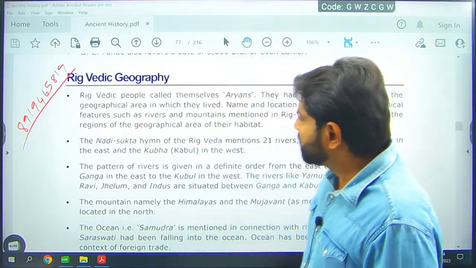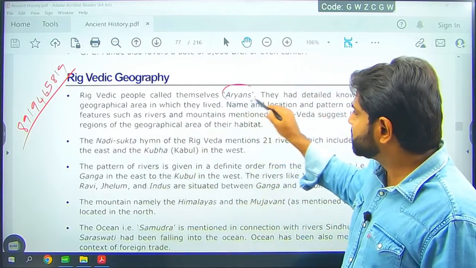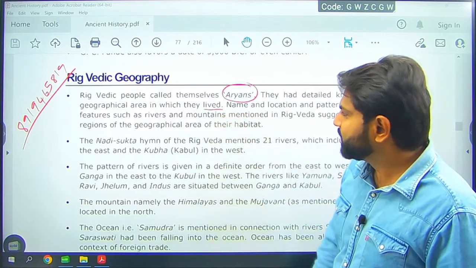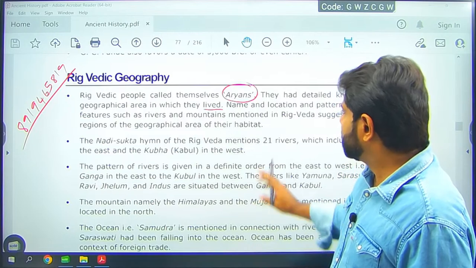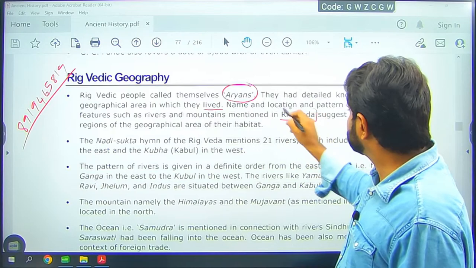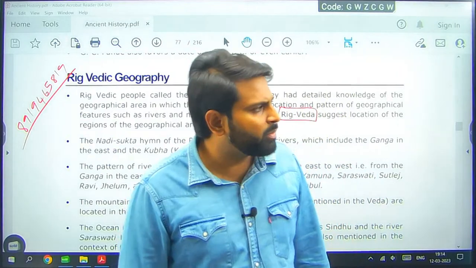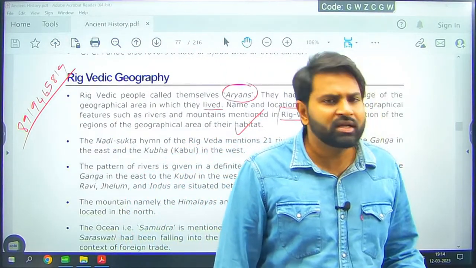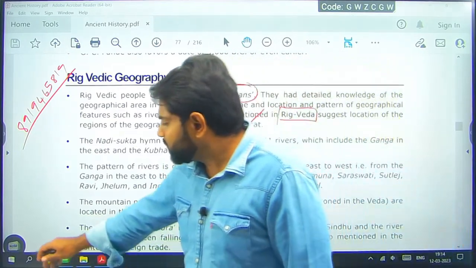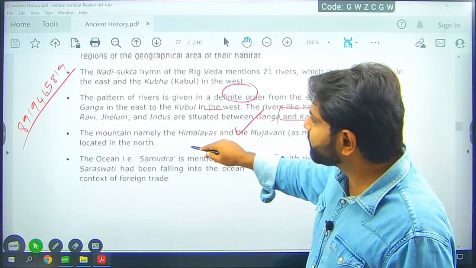I can recognize you. Rig Vedic people called themselves Aryans. They had detailed knowledge of the geographical area in which they lived. The names, location and pattern of geographical features such as rivers and mountains mentioned in Rig Veda suggest the location of the region. So unlike the proto-history where we spoke about Indus civilization, this history has literature. In this literature, it is clearly mentioned about the rivers, about the mountains they had, the geographical locations where they lived.